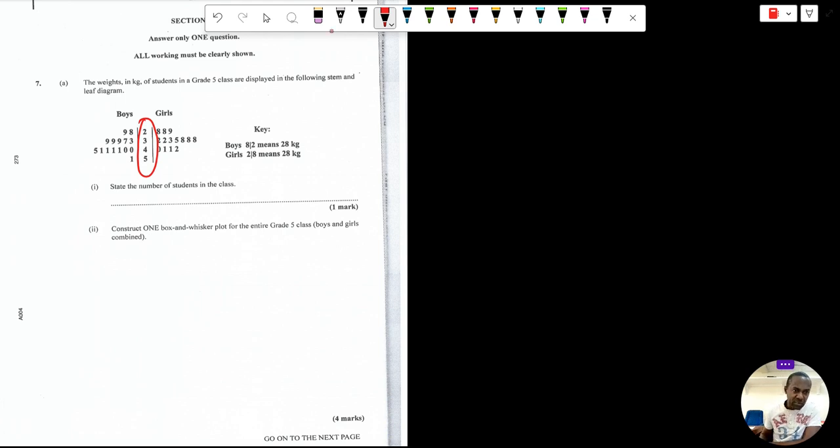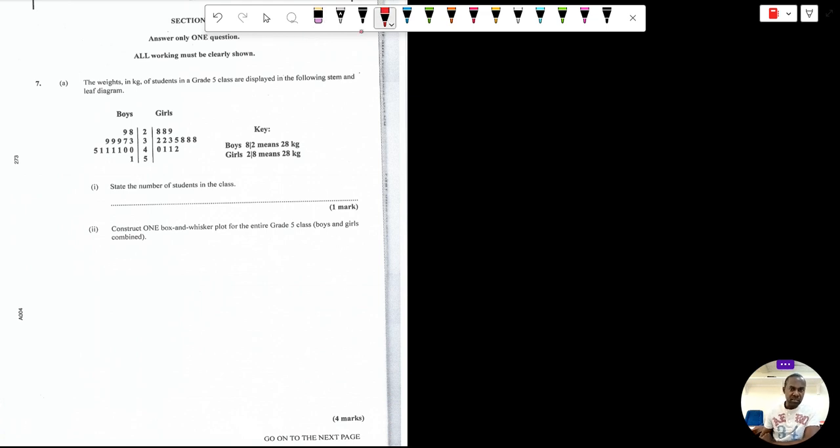And of course we're given a key, which for instance means that 8|2 means 28 kilograms for the boys, and 2|8 means 28 for the girls. So again, the numbers in the middle represent the stem. And of course, it's not uncommon for data to be represented like this for comparison purposes.